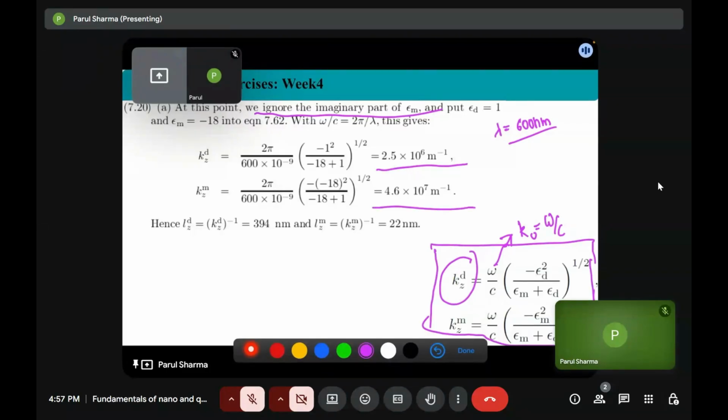To find out the decay depth, we will do 1 by kz. So if we do 1 by kzm, we will get 29 nanometer. Similarly for the dielectric. So we can see that the skin depth of the metal is of the order of 29 nanometer for silver at 600 nanometer. And for the dielectric, it is large. The decay is not very sharp, and the light can penetrate to a longer distance. For the dielectric, it is 394 nanometer.